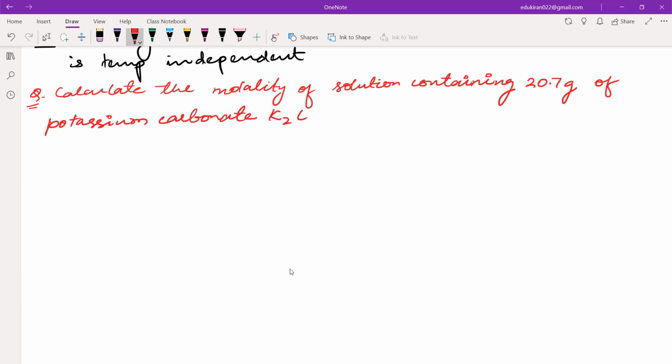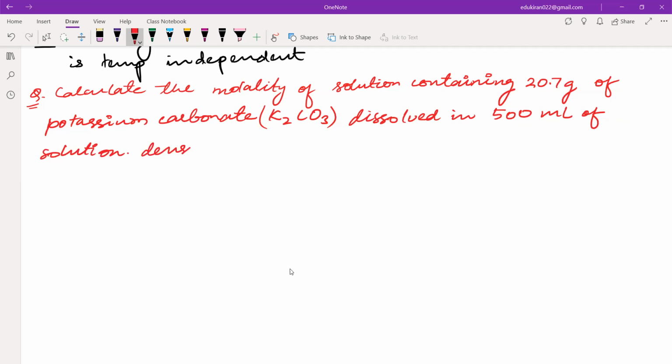K2CO3, ठीक है? देखिए मेन दिक्कत क्या होती है ना सॉल्यूशन चैप्टर में, calculation and things are easy. But if you don't know what is potassium carbonate, then you are stuck. You can't do anything, right? So potassium carbonate, K2CO3, dissolved in 500 ml of solution. And they are saying that density of solution is equal to 1 gram per ml. Okay, चलिए, इसको लिखिए. Write this question.